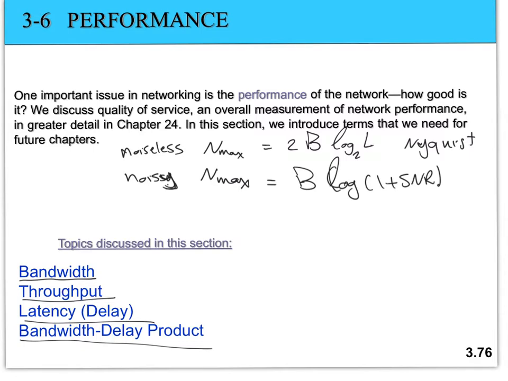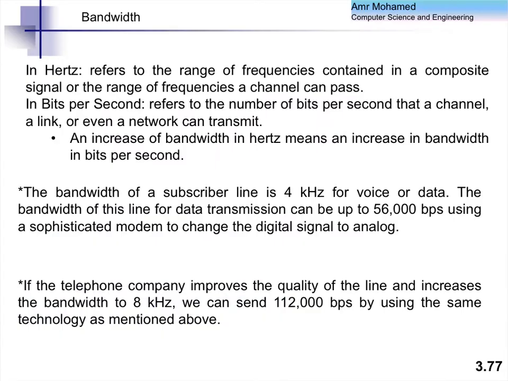So to start, we know that the bandwidth can be measured in terms of hertz, and bandwidth in terms of hertz is simply the difference between the maximum frequency and the minimum frequency that can be supported on this transmission medium. So the bandwidth in hertz is the difference between maximum and minimum frequencies. Bandwidth in bits per second not only depends on the bandwidth in hertz, but it also depends on the number of levels, as we have discussed for the case of Nyquist.